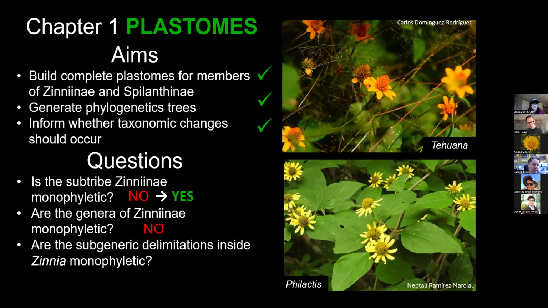Are the genera of Zinniini monophyletic? No, Heliopsis was not, so there's some work to do there. And inside Zinnia, we saw no, those sections are not monophyletic.